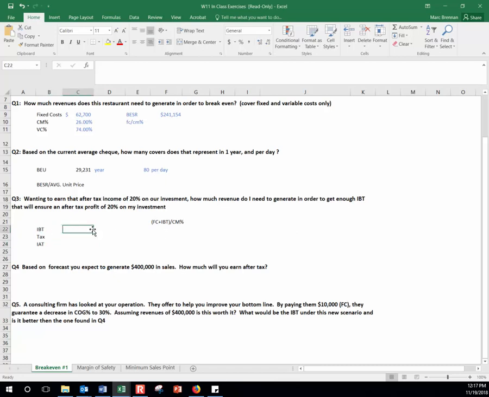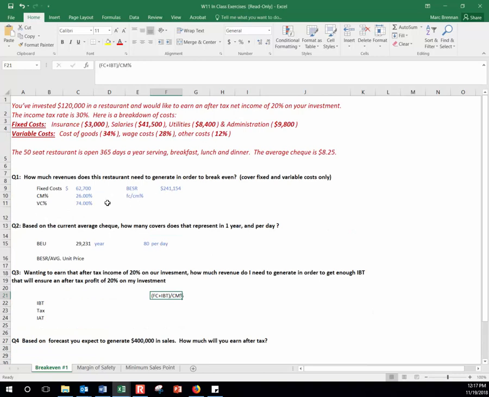So because we need this IBT, out of this whole formula, we've got our fixed costs. If you go back, we put together all our fixed costs here. We've got our contribution margin percent. We don't have our income before tax. We haven't calculated that yet. So first, let's start with our income after tax. We want a 20% return on our investment. If I had $120,000 for my investment and I want 20%, I'm just multiplying it by that 20%. So I want to be able to have an income after tax of $24,000.